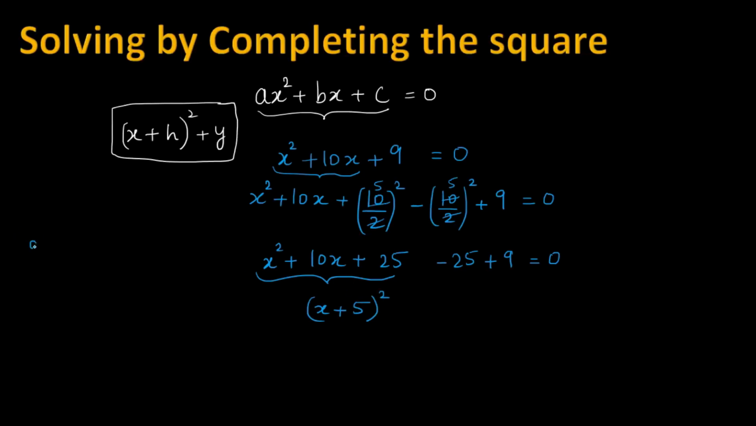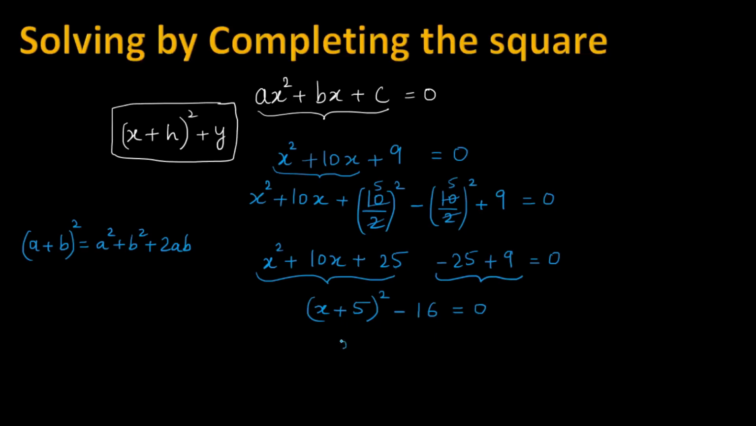For that, you should also know the identity: (a plus b) the whole squared is equal to a squared plus b squared plus 2ab. So this becomes (a plus b) the whole squared, which is (x plus 5) the whole squared. And you take this and simplify this. So this will become minus 16 equals 0.